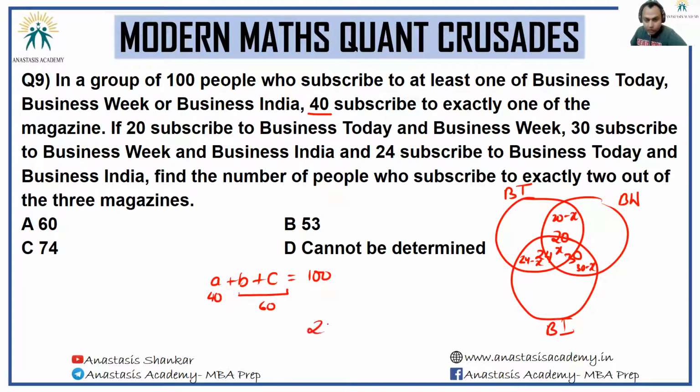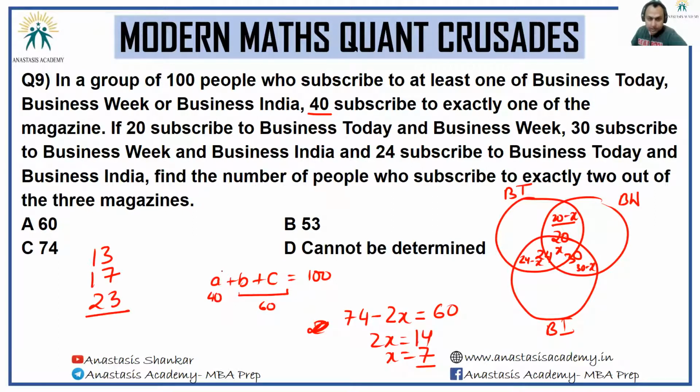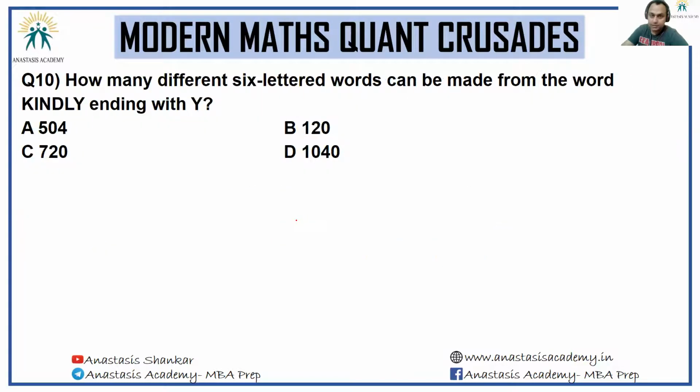So I have 20 plus 30 plus 24, that is 74, minus 2x, should be equal to 60, the summation of all these 4 regions. So 2x should be equal to 14, or x should be equal to 7. If x is indeed equal to 7, this region here is 13, then 17, and then 23. You add these up, you get B, 53, as your answer.